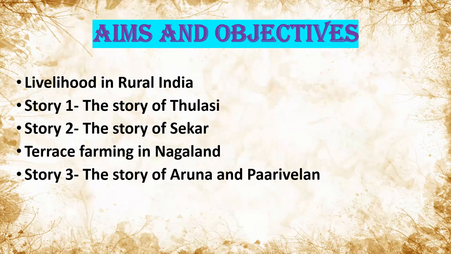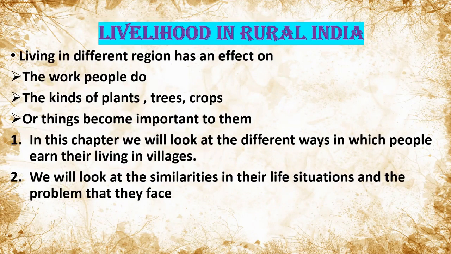We'll also learn about terrace farming in Nagaland. It is a very easy chapter, class. There are three stories in this chapter, as I have already told you. So we will understand with the help of the stories how the people of rural areas live. Right. So let us start with the chapter.